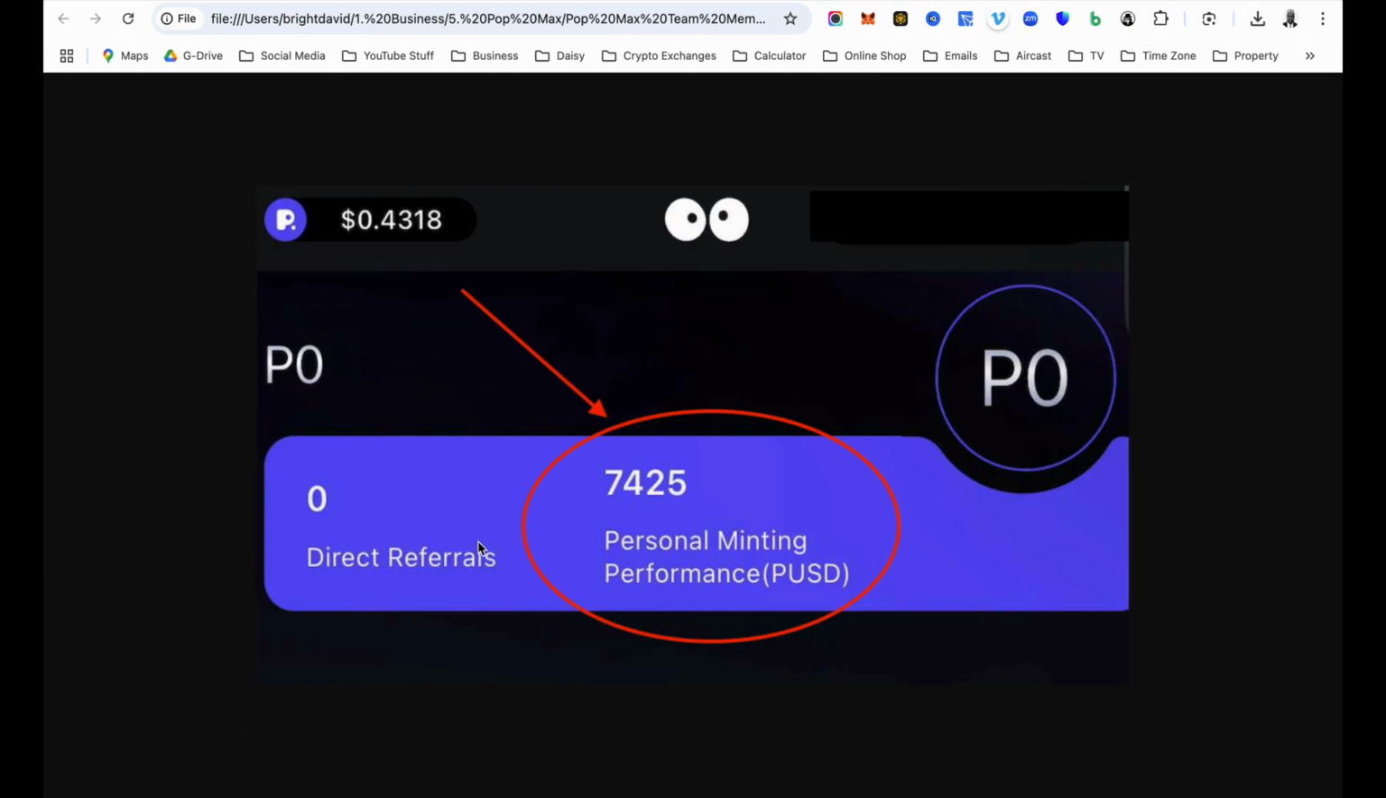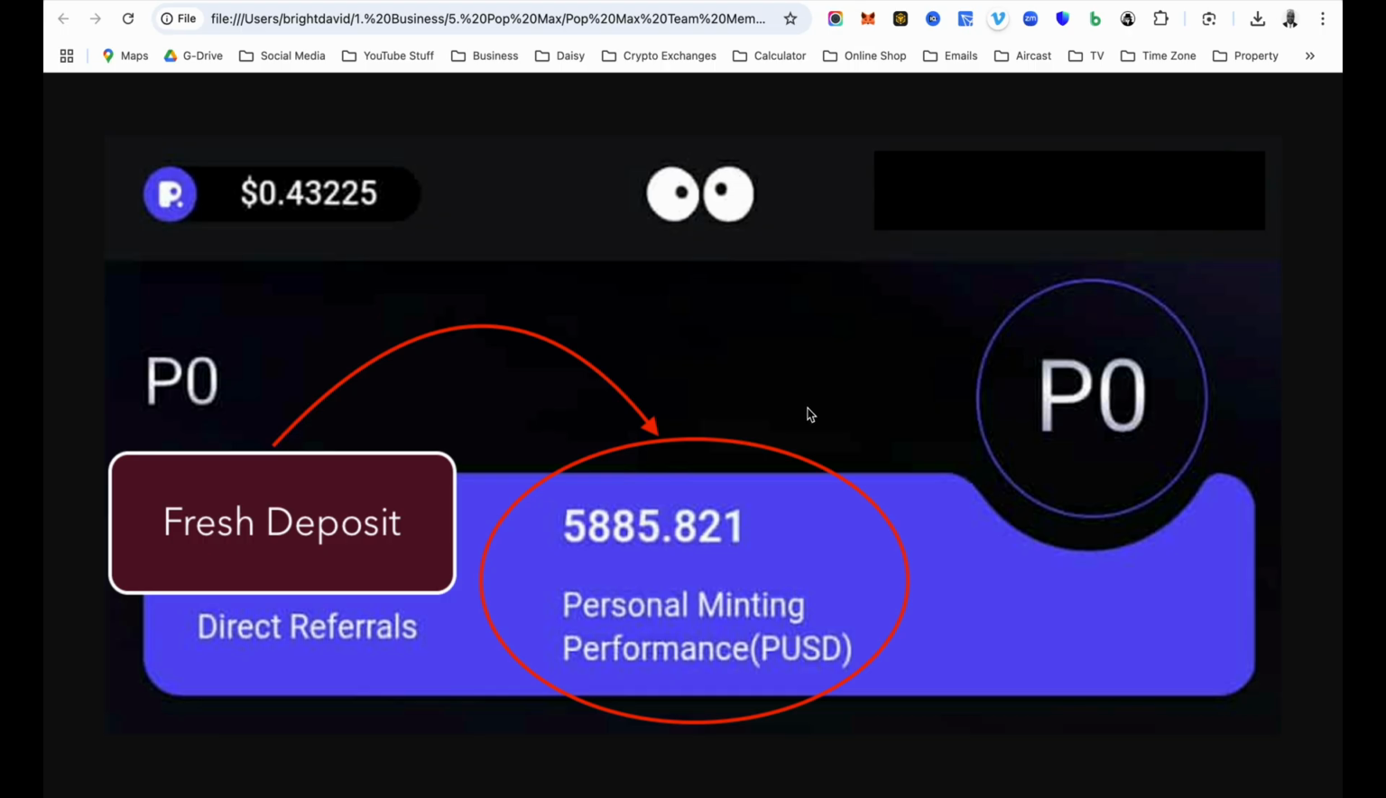And these are the people that have just recently deposited a lot of money. As you can see, this person has just deposited $7,425, and this person has deposited $5,885. These are huge amounts of money that people are putting in PopMax. Why? Because it's only 100 days, which is 3 months and 10 days, before they break even, make back this money, and then withdraw the money if they wish to do so. But I recommend they should do that anyway.